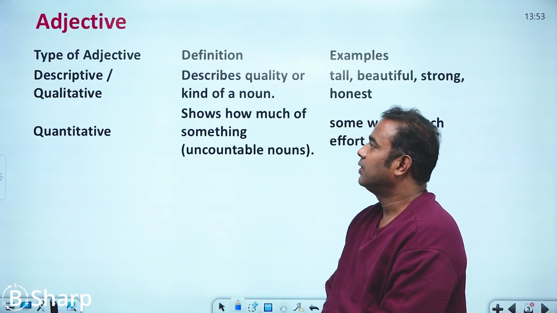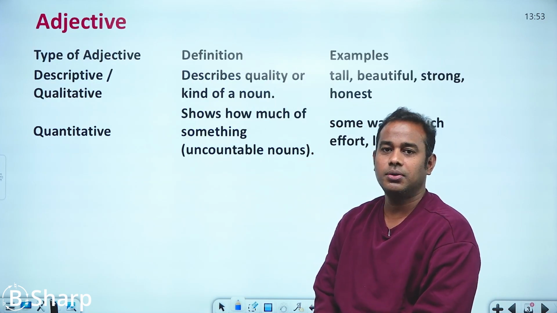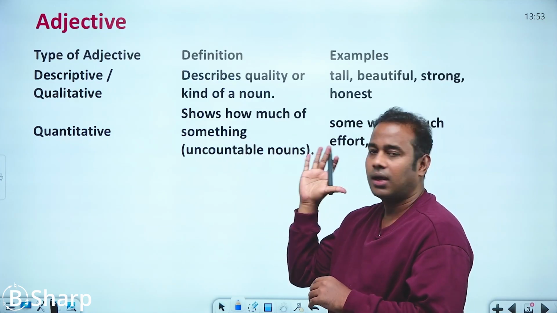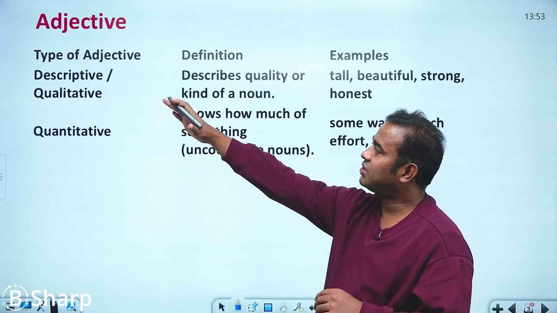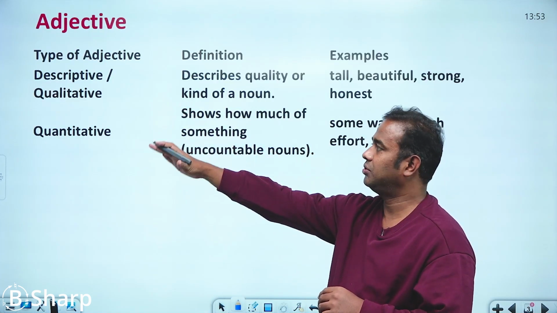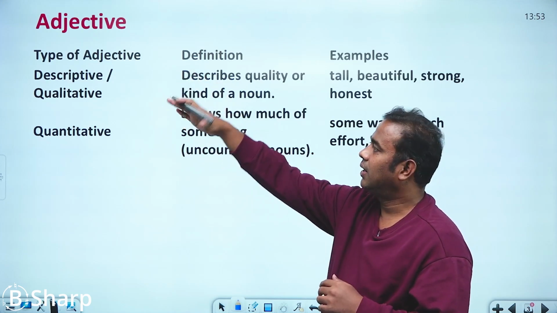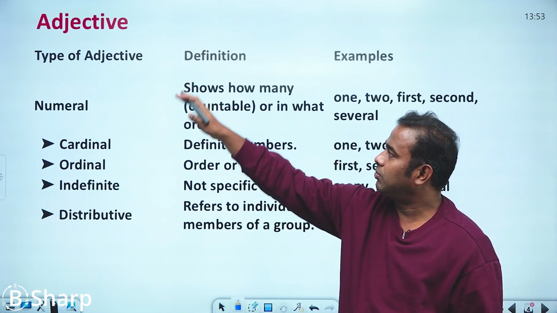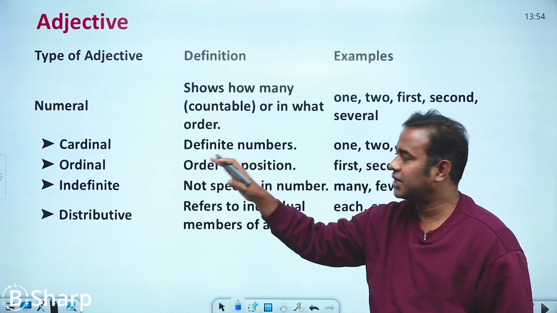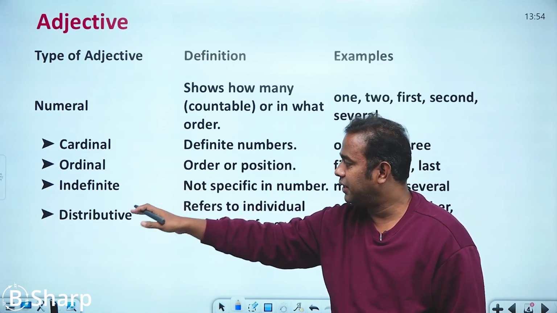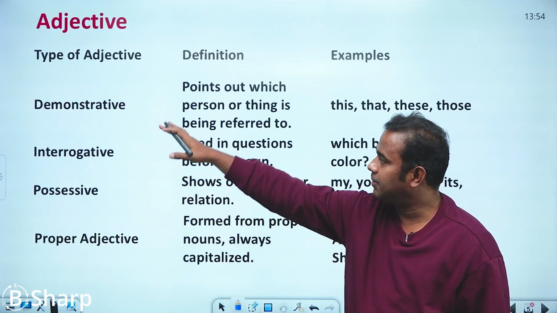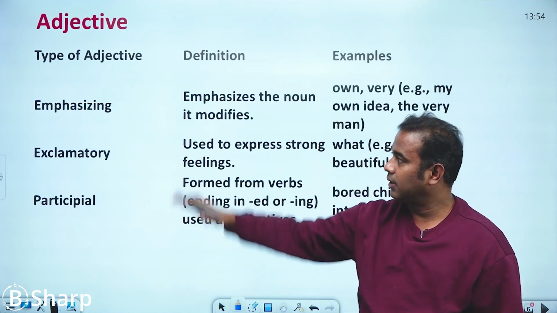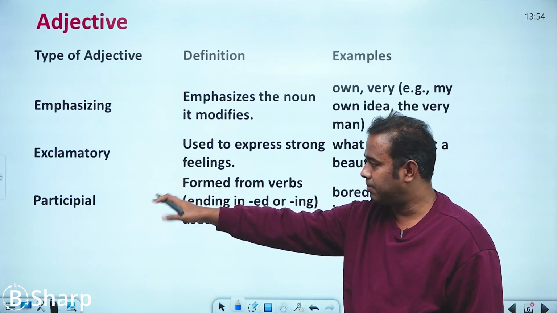Now let us go to the next one, that is, what are the types of adjectives. If you look at the types, you have several varieties. Let me give you a walkthrough of these types of adjectives. First of all, the first one is the qualitative adjective and quantitative adjective. The qualitative adjective is also called a descriptive adjective. We'll discuss everything in detail. The next one is the numeral adjective. Under the numeral adjective, you have cardinal, ordinal, indefinite, and distributive adjectives. Likewise, you have the demonstrative adjective, interrogative adjective, possessive adjective, and proper adjective. Then you have the emphasizing adjective, exclamatory, and then the participle adjective.